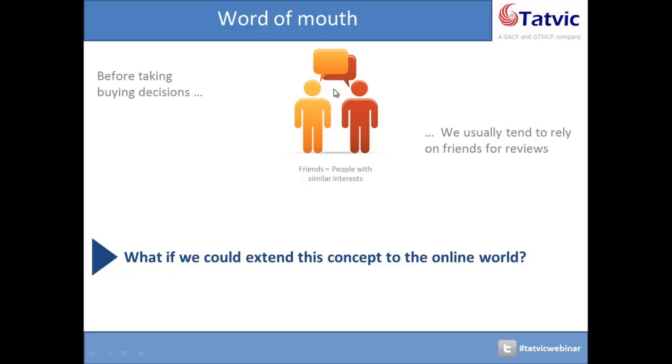So what if we could extend this concept to the online world? Now, technically, you might not have friends who have been shopping on the same e-commerce stores as you do, but there might always be people with similar buying interests. And this idea of finding out people with similar buying interests leads us to collaborative filtering.